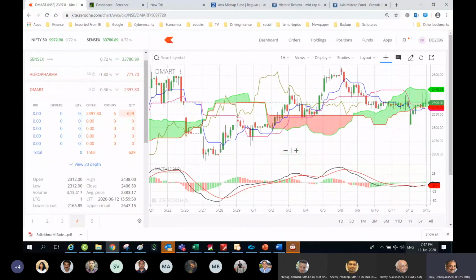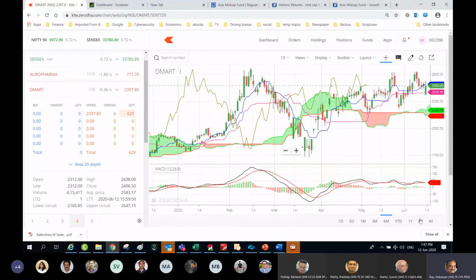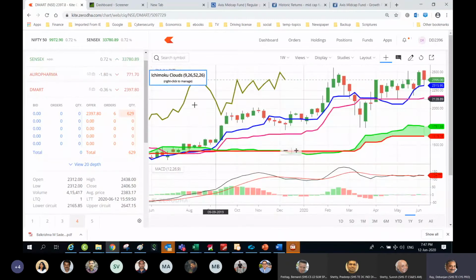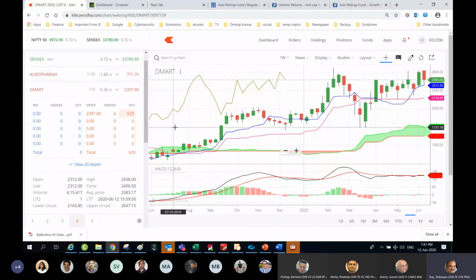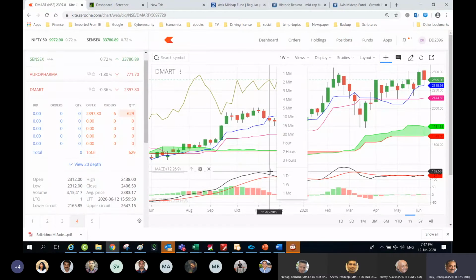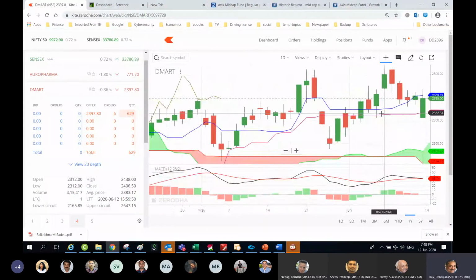So DMart, if I go for a 6-month period or a 1-year period, you'll see the stock is rising. That's why mutual fund investors are very interested and are investing in this stock. This is a 1-week view, and if you want, you can go for 1 day also.